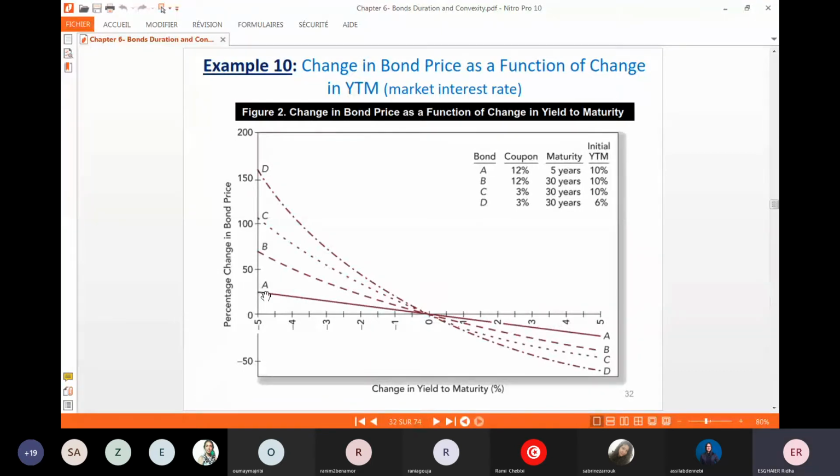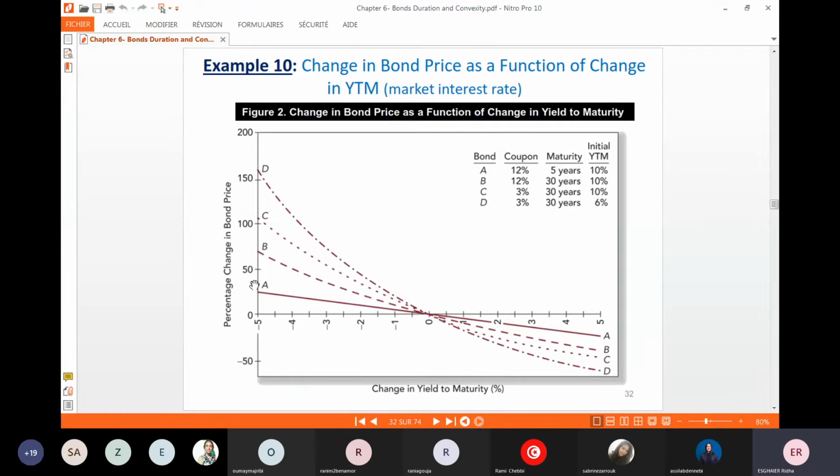So what do we say here? We say the longer the maturity of the bond, the higher its sensitivity to any change in market interest rates. Another thing, look here at A and B: we find that the maturity of bond B is 6 times higher than the maturity of bond A. One is 30 and the other is 5 years. But its sensitivity is not 6 times higher than the sensitivity of bond A. The variation of its price is no longer 6 times the variation of A.